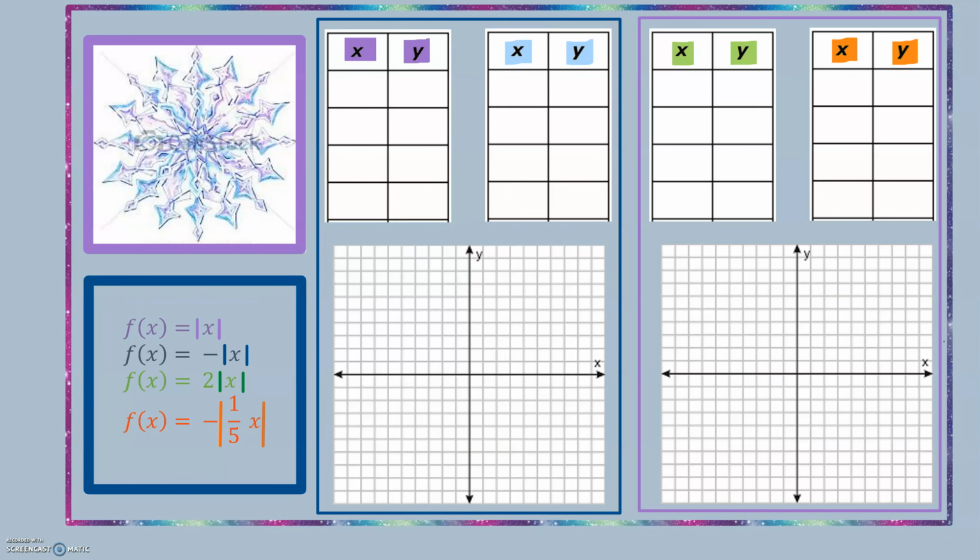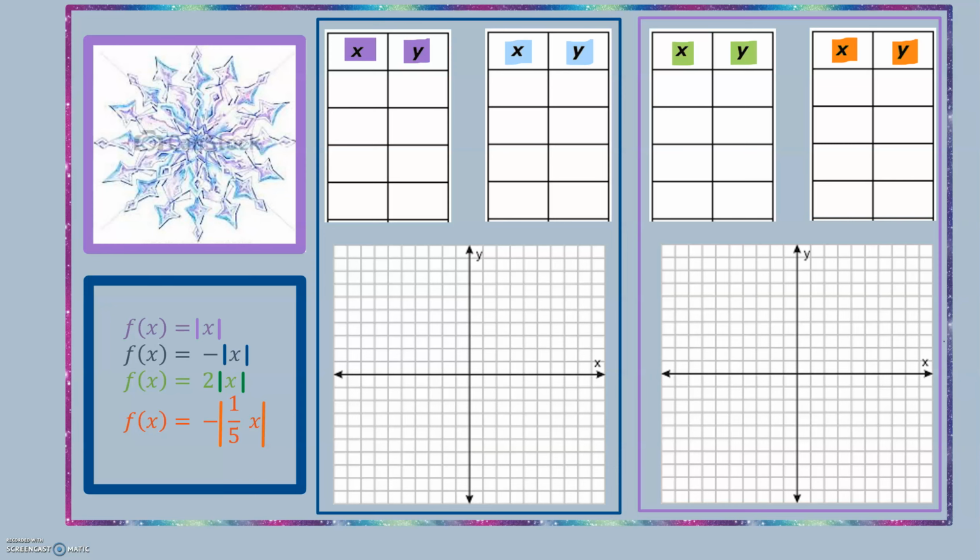All right, as you can see, we have 4 different absolute value functions here. And remember, it's a function because it has the f, the parentheses, and the x. And we say that f of x, we remember that f of x is really just the y value.